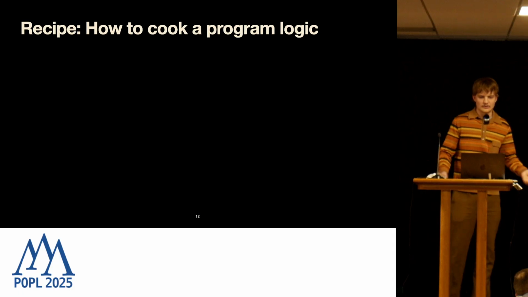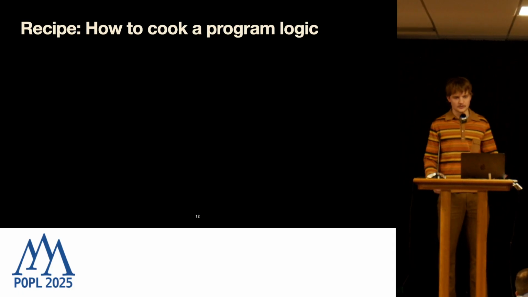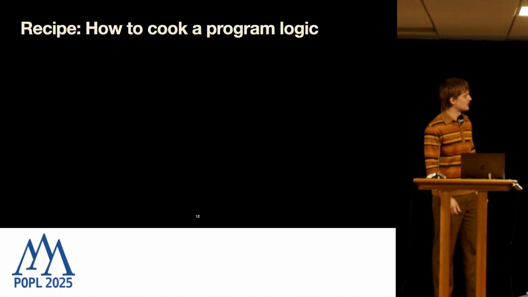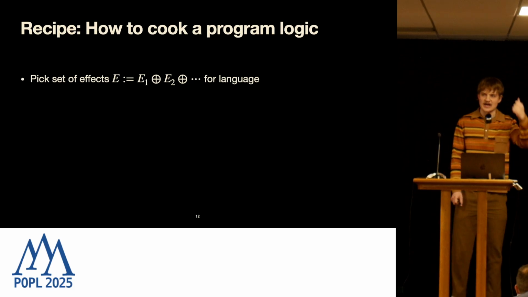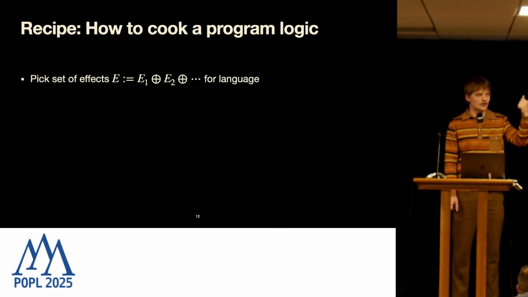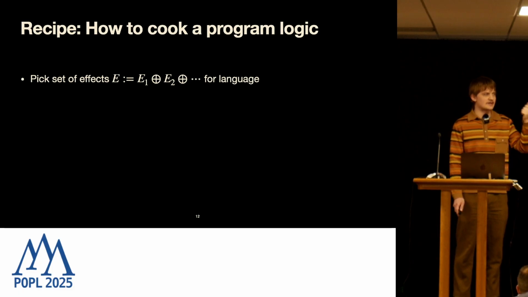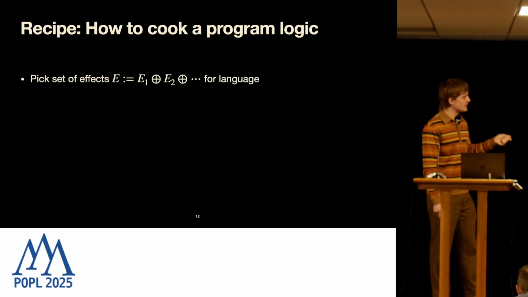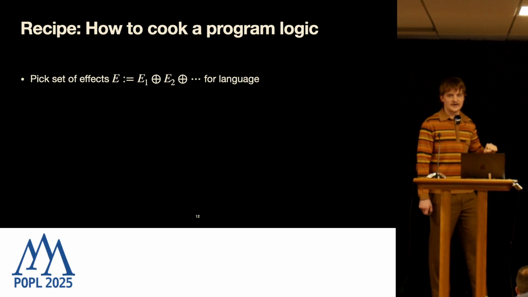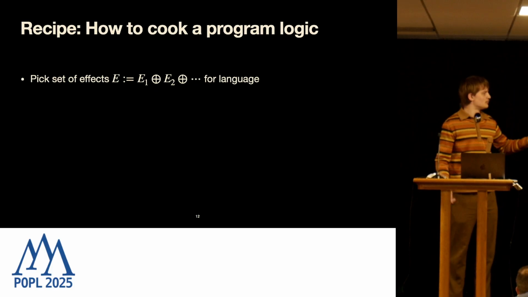Now we have all the ingredients to set out a recipe for how to easily define a program logic. The very first step of this recipe is that you have your language, and you want to identify what are the effects that programs in this language can exhibit. So you build up an effect set. The way you do this concretely is by pulling common effects from our library, from our theory, putting them together.